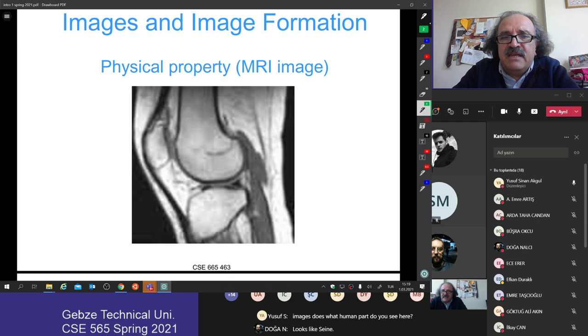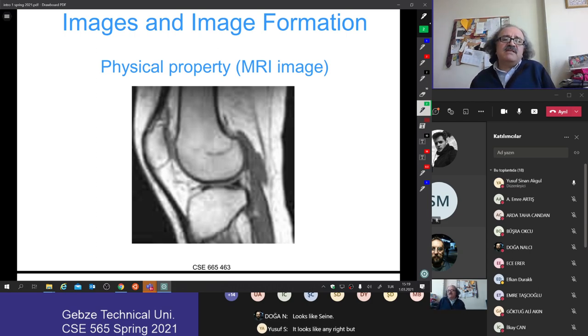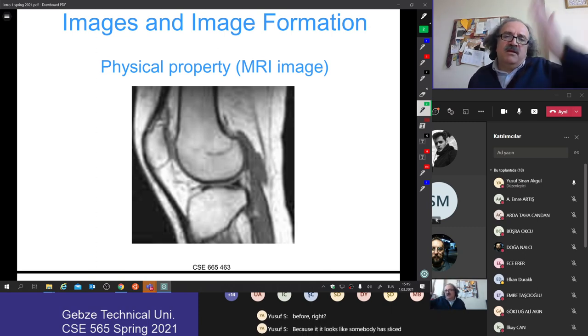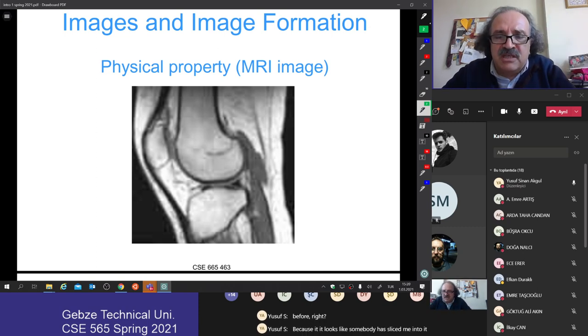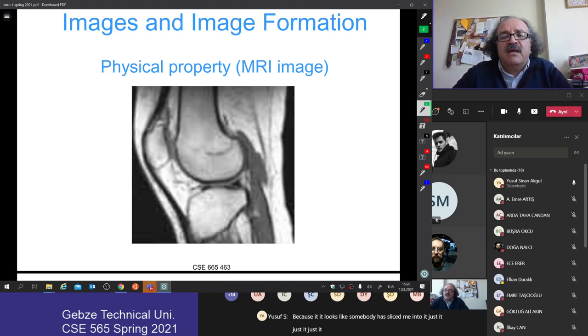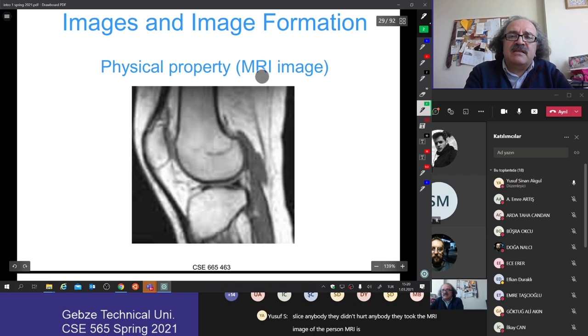It looks like a knee, right? But you have never seen such a knee before, right? Because it looks like somebody has sliced the knee just in the middle, and they are showing us the sliced version of the knee. Of course, they did not slice anybody. They didn't hurt anybody. They took the MRI image of the person. MRI is magnetic resonance imaging.